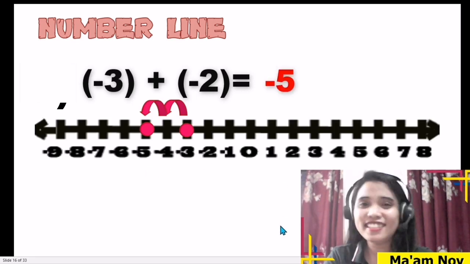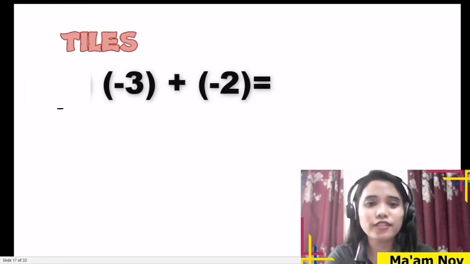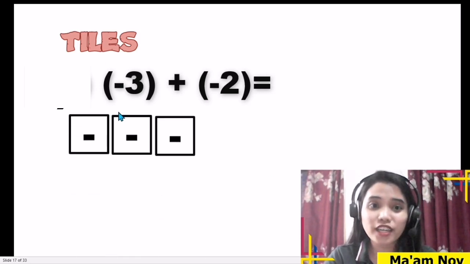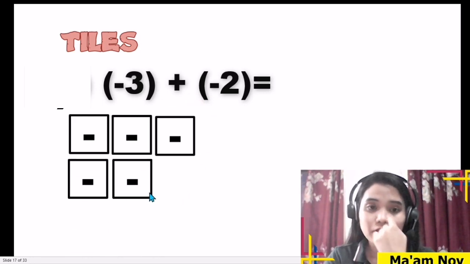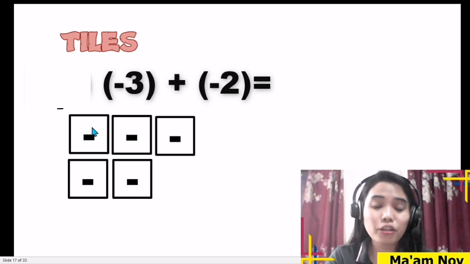Di ba very easy? Punta tayo sa tiles method. Okay? So, how many negative tiles? 3 because we have negative 3. And, add natin ng 2 negative tiles rin. Now, pwede ba natin siya makancel? Pwede ba siya maging 0?